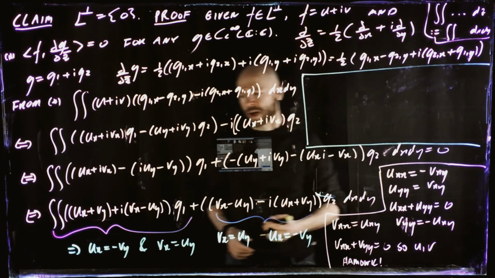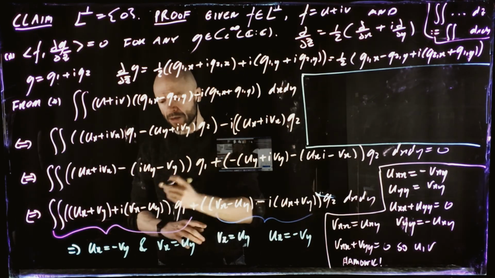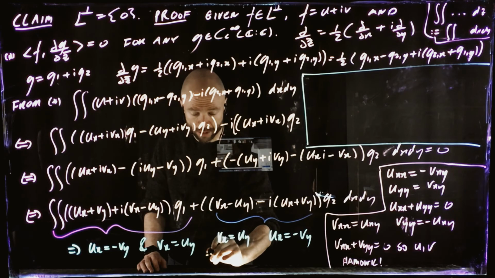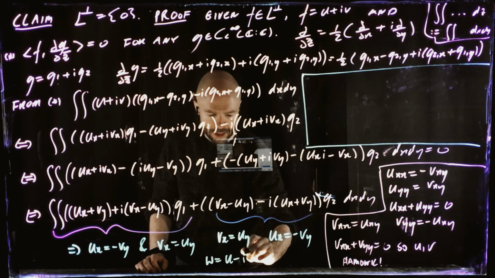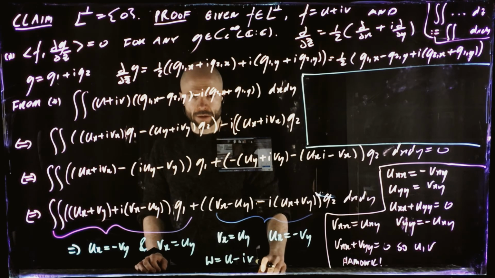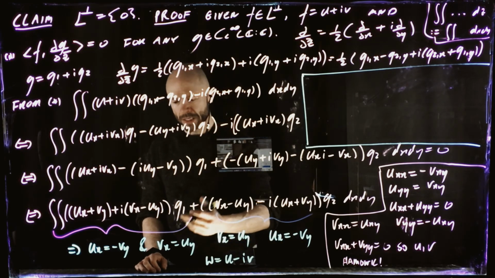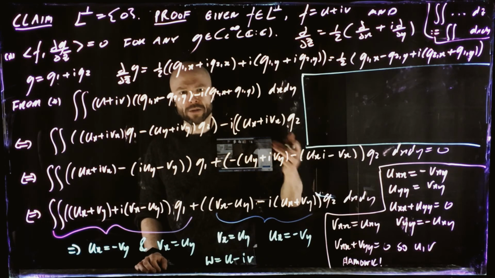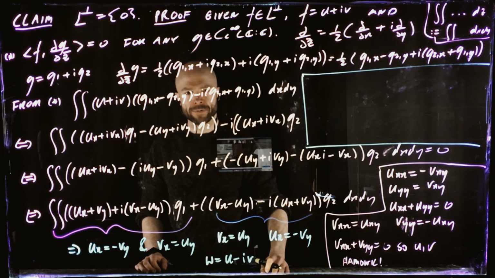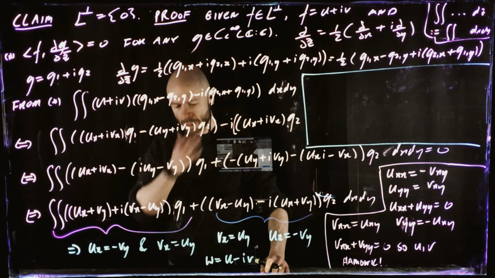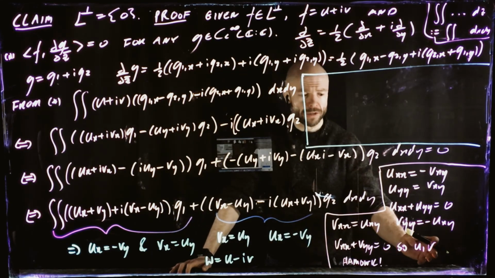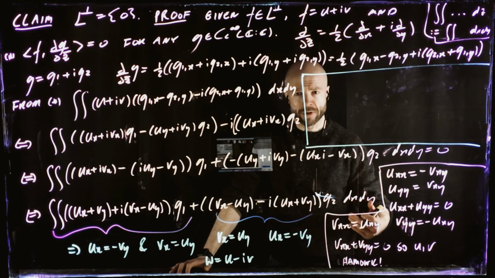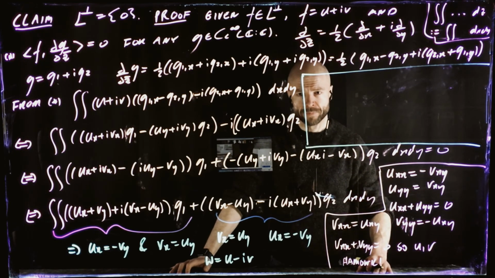After flipping things around, we'll have to make a change. We'd have to define, say, w to be equal to u minus i v. Then w would satisfy the Cauchy-Riemann equations, and then we could apply Liouville's theorem exactly as you say. Or we could think about what we know about harmonic functions. So u and v are harmonic. What else do they satisfy?